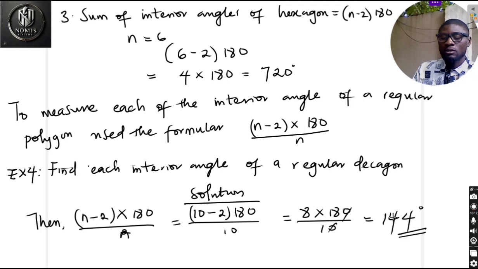The formula does not work for irregular polygons since the angles are not equal. Hence, each interior angle of an irregular polygon would be calculated individually.